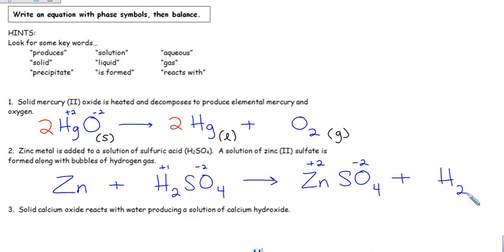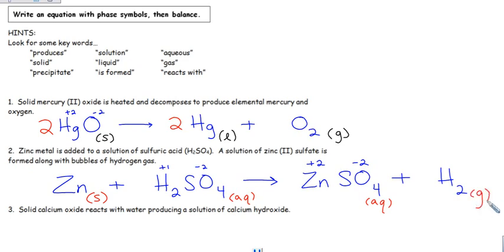So the first time I read it through, I don't worry so much about the phase symbols. We'll get that eventually. Now I just want to know the reactants and products. We balance. Zinc, 2 hydrogen, and a sulfate, and what do you know? It's already balanced. So now I can put my phases in. Zinc metal, most metals are solids, just not mercury. The sulfuric acid is in solution, which means aqueous. I form a solution of zinc 2 sulfate and bubbles of hydrogen gas.